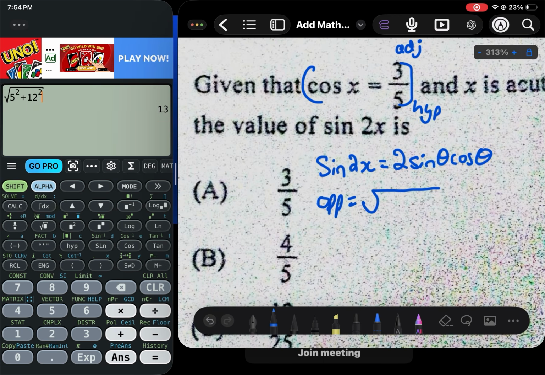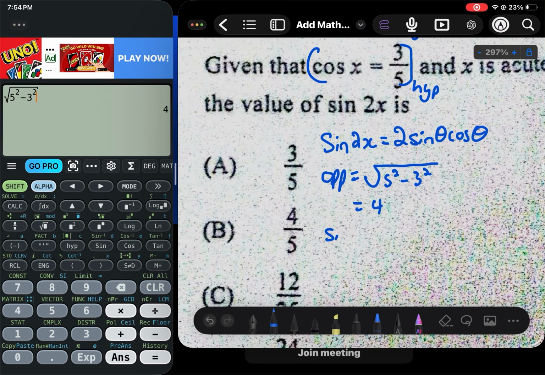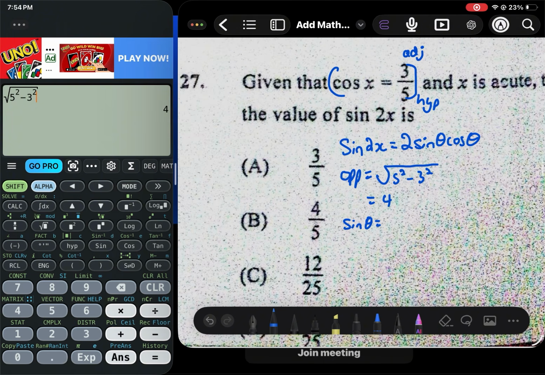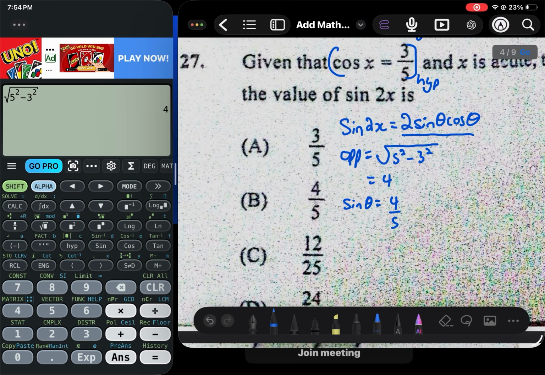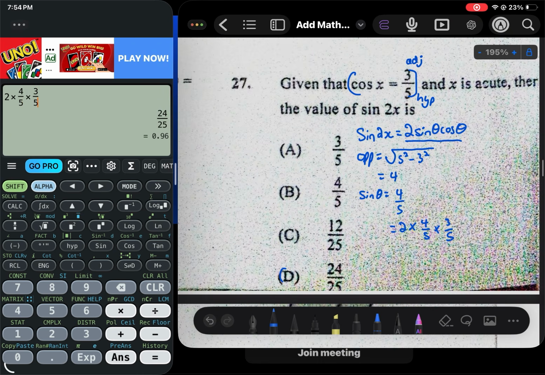by square rooting the hypotenuse squared minus the adjacent squared, which is equal to 4. So sine angle would give us opposite over hypotenuse, which is 4 over 5. And when we substitute it into this equation, we'll get 2 multiplied by sine angle 4 over 5 multiplied by cosine angle, which is 3 over 5. So 2 multiplied by 4 over 5 multiplied by 3 over 5. And we get 24 over 25.